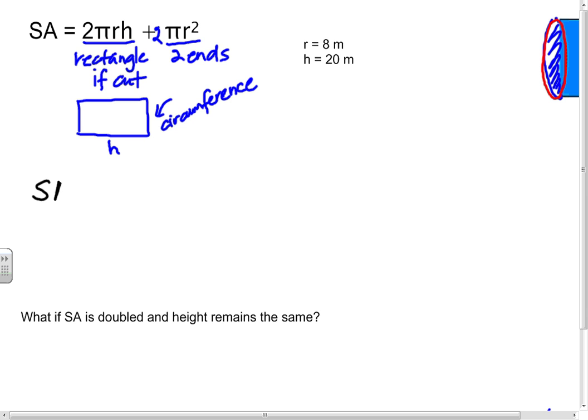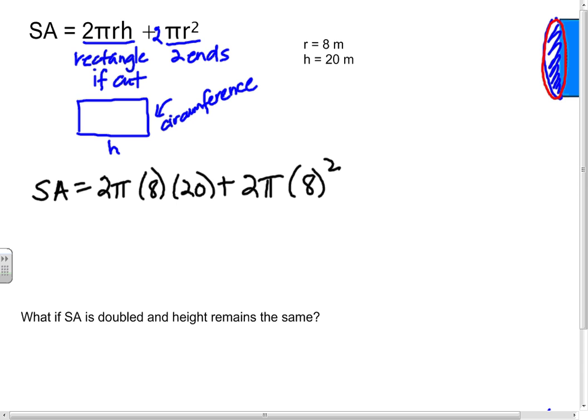So a nice straight substitution, 2 times pi times 8 times 20 plus 2 times pi times 8 squared. You can type that in as you see it. You can put brackets there. You don't need to, but you should use pi as a button on your calculator for less rounding errors. We should get 320 pi plus 64 and 64 is 132 pi. Whoops, that's 128.